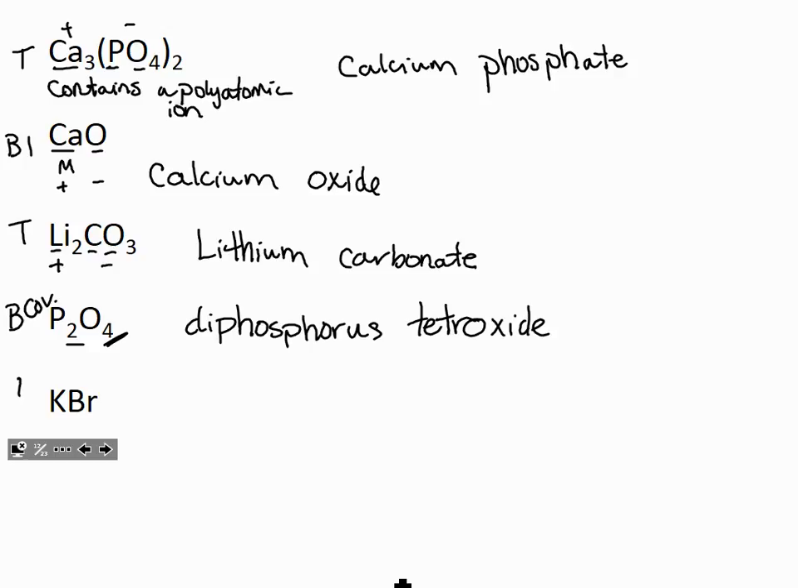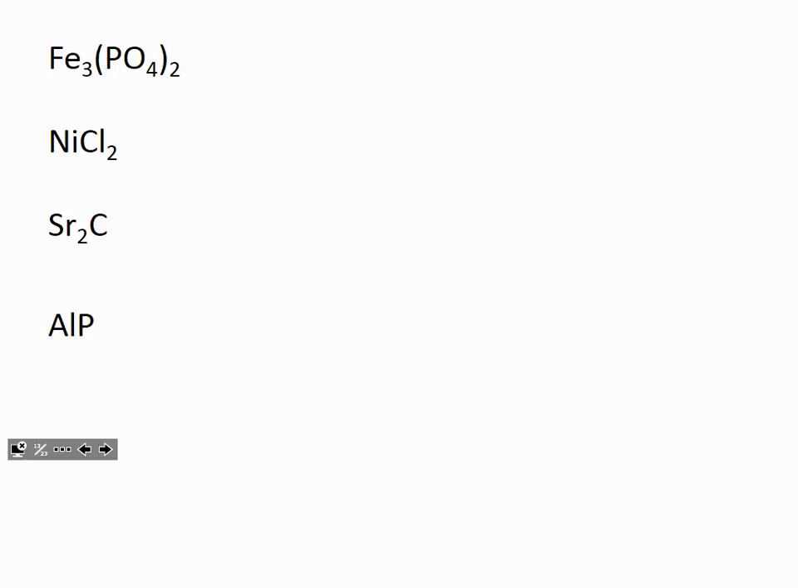KBr, this is binary and it's ionic. No prefixes for ionic compounds, just name the ions. K stands for potassium. Br is bromine, and the Br minus ion is what we call bromide. And again, binary compounds end in "ide." We learned that when we were writing formulas from names. Couple more, and then I'm going to let you go with it.